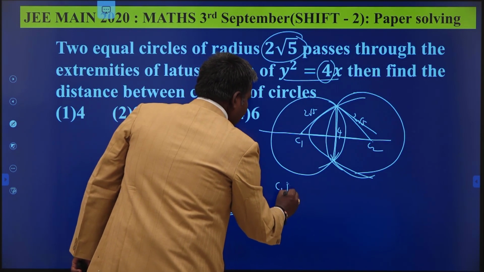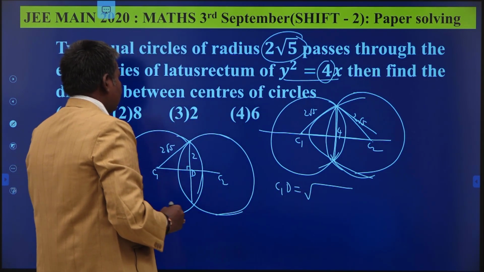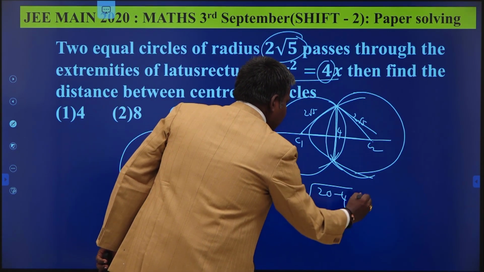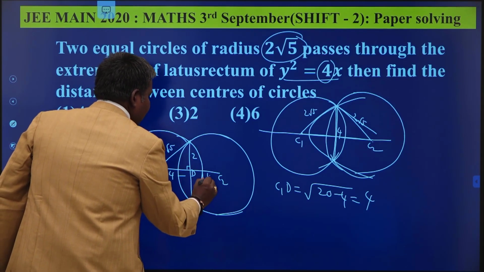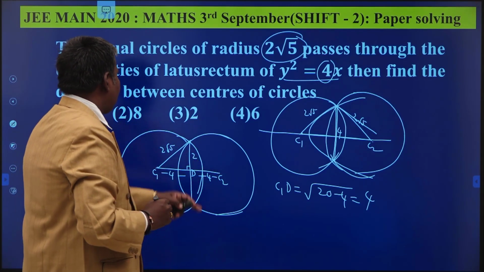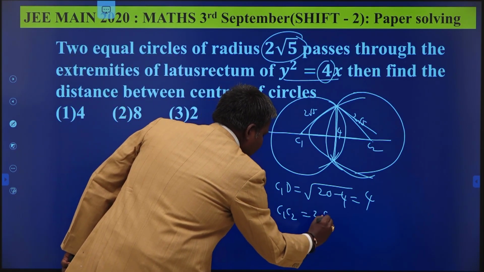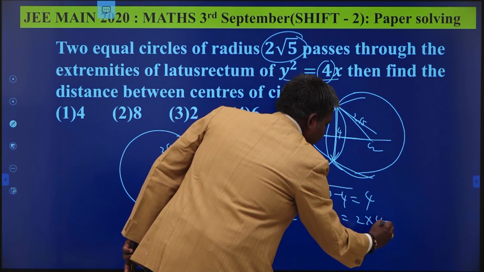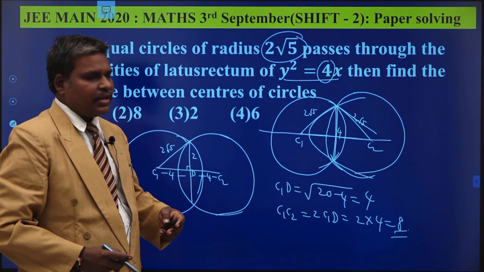So C1D is nothing but square root of (2 root 5) whole square, 4 5s are 20, minus 2 2s are 4. That is 4. So the distance from here to here is 4. Automatically this distance is also 4. Therefore C1 to C2 is equal to 2 times C1D, that is equal to 2 into 4, we mean 8 units.